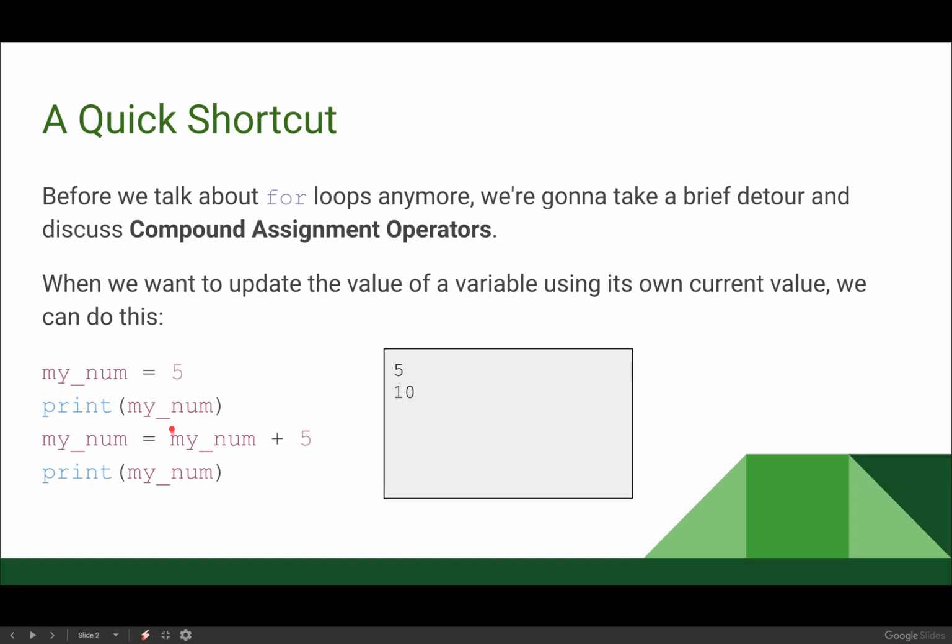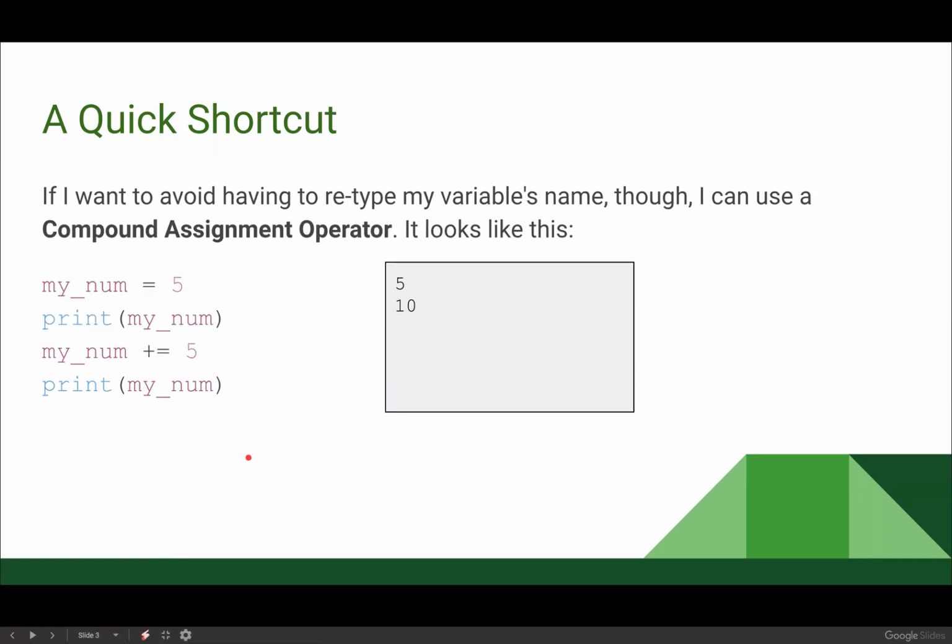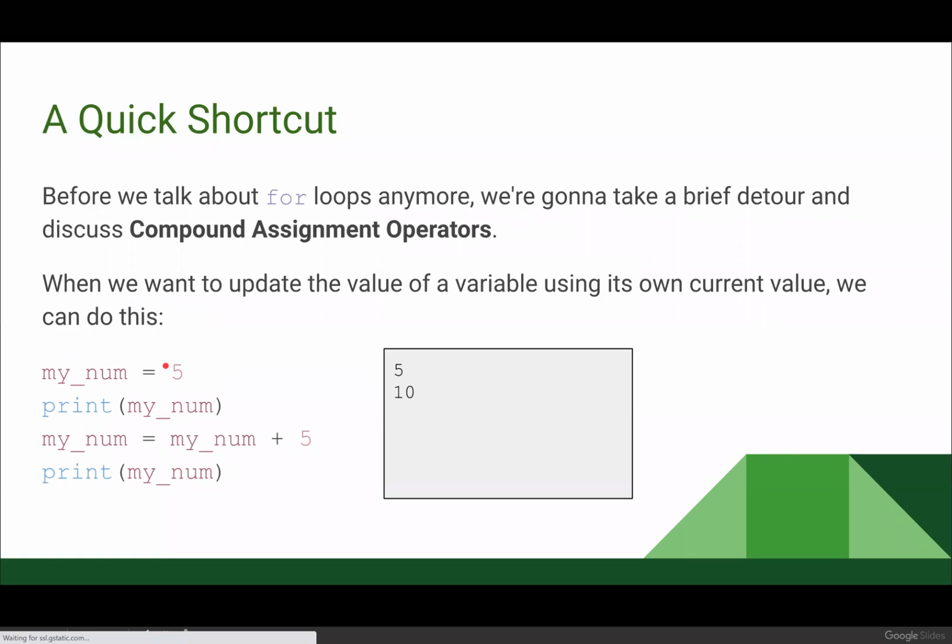So when we do an assignment, we're always going to fully evaluate the right side of the assignment, and then we will assign the value that results. So 5 plus 5 is 10, so now mynum equals 10. There is an easier way to do this, though. If I want to avoid retyping my variable's name, I can use a compound assignment operator, which looks like this. It's going to have the operator I want to do right in front of the equal sign. And this is shorthand for saying mynum equals mynum plus 5.